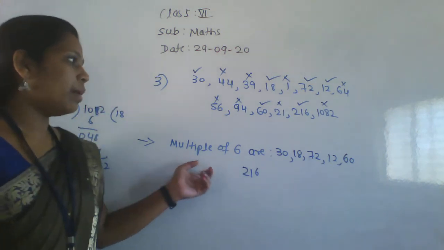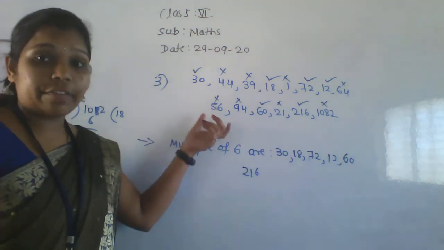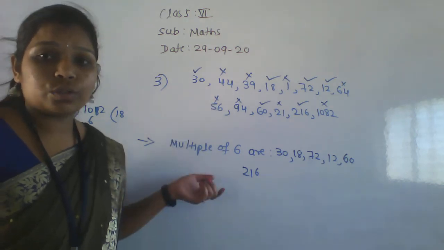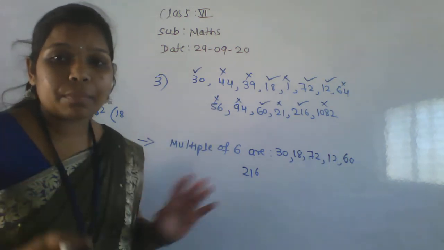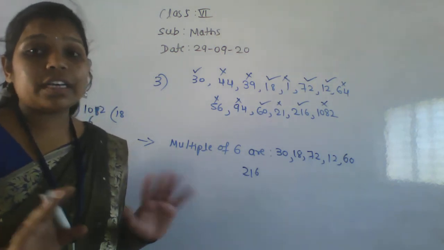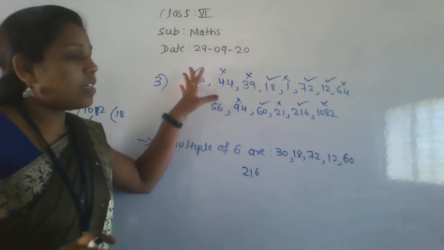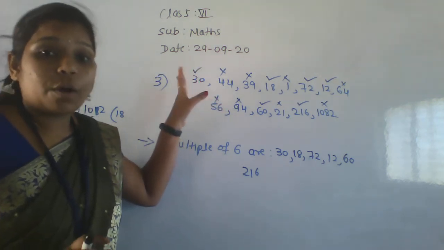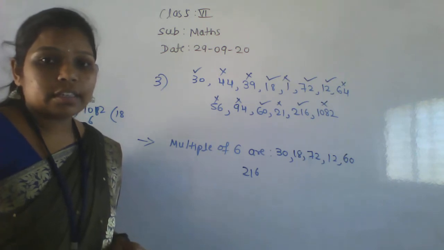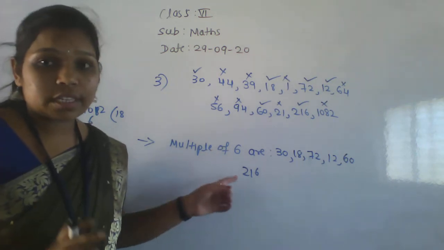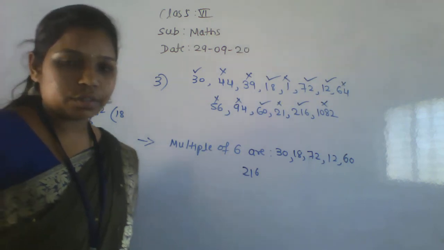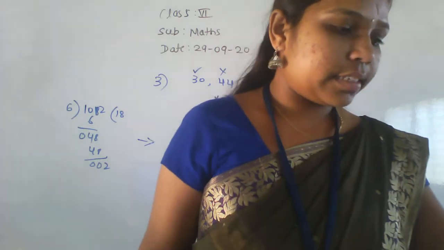These are the multiples of 6 from these given numbers. Whatever numbers they give, we have to choose only from those. Don't write your own number here. We know many multiples of 6, but we can't write them here. Whatever numbers they give in the question, from that we have to choose whether it is a multiple of 6 or not. Only choose a multiple of 6 here. So these are the multiples of 6. Understood? Okay, go for the next question.